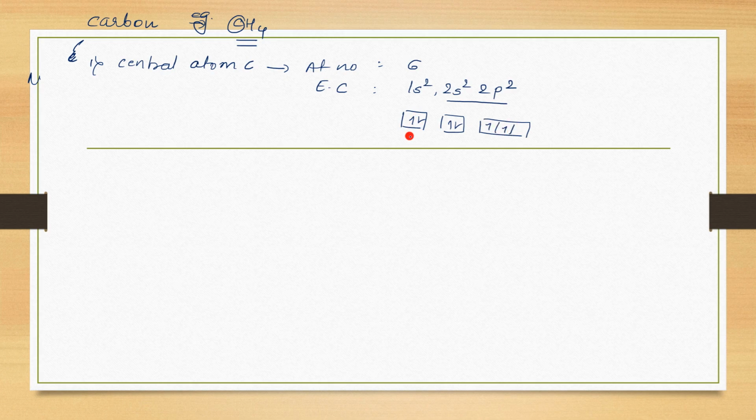Now 1s will not take part in the hybridization. Its shell is different. See, this is first shell and this is second shell. So the energy difference between these two shells is quite high. So this doesn't take part in hybridization. So the mixing is going to take place between 2s and 2p orbitals. Okay. Now first step is atomic number. Write down the electronic configuration. This is the electronic configuration in ground state.